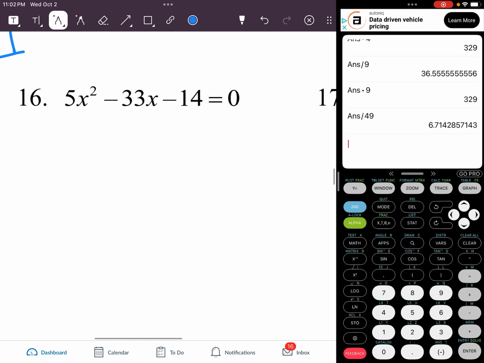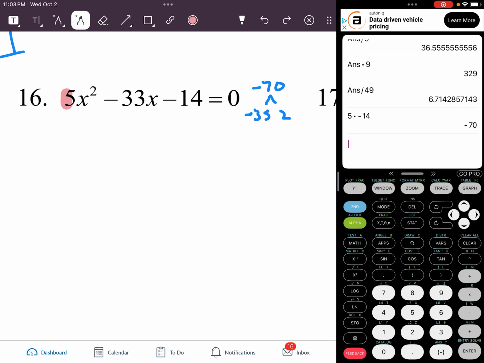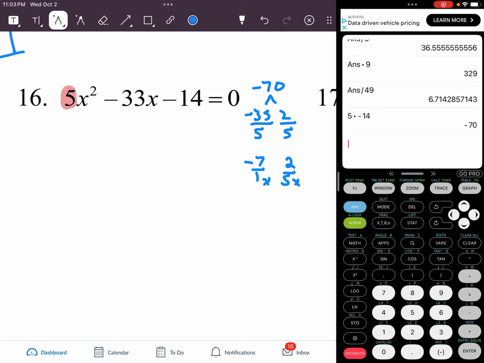All right. 16. 5 times negative 14 is negative 70. 2 factors that give you negative 70 but add up to negative 33: negative 35 and 2. I'm going to take my first term here and use that as my denominator of my fractions. So I'm going to get negative 7 over 1, 2 over 5, put down the x's, bring them to the top, get x minus 7, 5x plus 2, equals 0, x will equal 7 and negative 2/5.